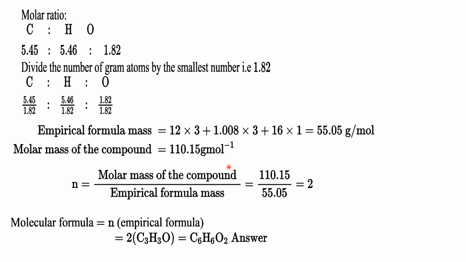So formula में value substitute करेंगे, molar mass over empirical formula mass. Molar mass was given, empirical formula mass हमने find out किया था, and the answer would be 2. So n की value 2 थी, empirical formula हमने find out किया था, that is C3H3O. अब अंदर multiply करेंगे, we will get C6H6O2.